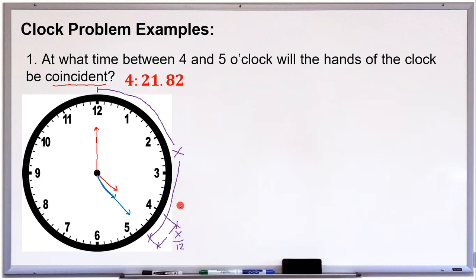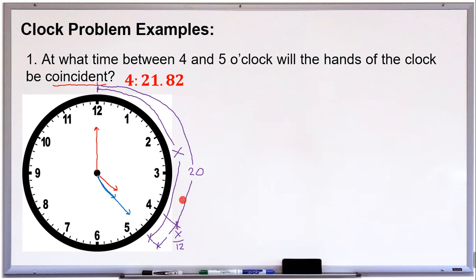Okay, so that's it. Now the number of minutes from 12 to 4: from 12 to 1, that is 5 minutes, 1 to 2 another 5 minutes, 2 to 3 another 5 minutes, and then 3 to 4 is another 5 minutes. So we have 5, 10, 15, 20.